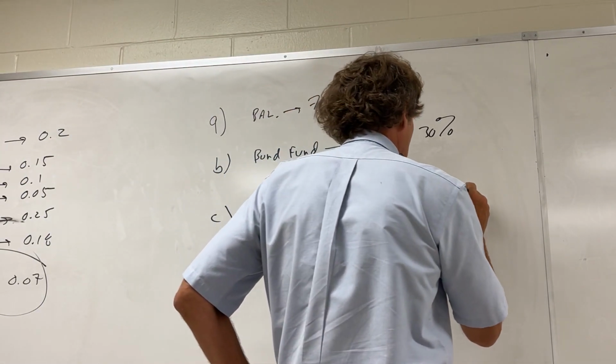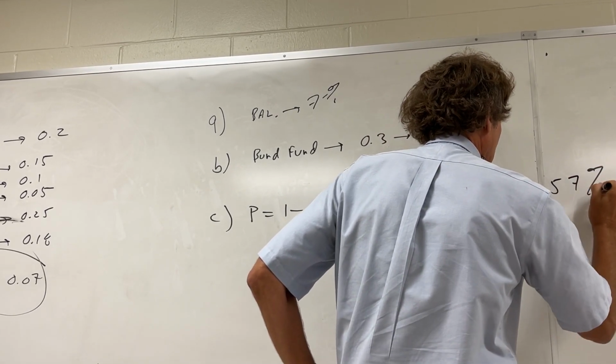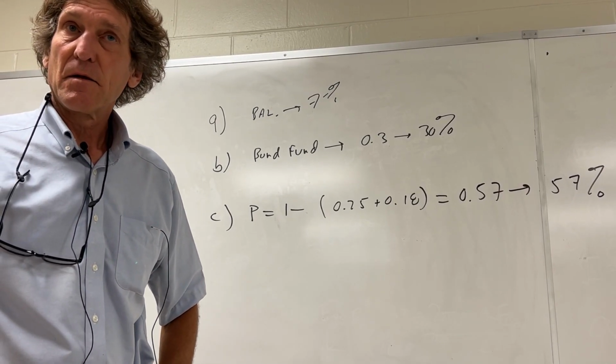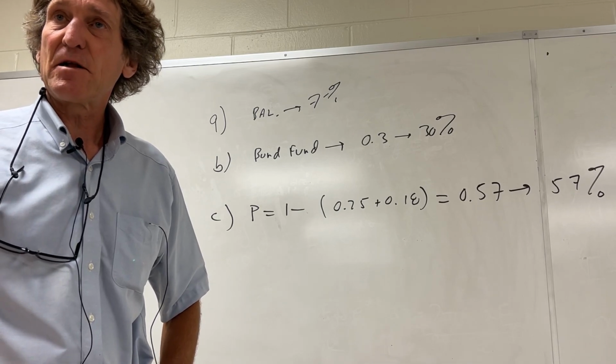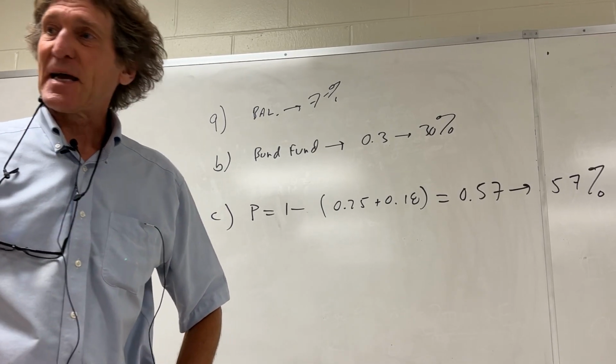0.57, that's right, that's correct. 57 or 57%. Go ahead. That's correct, and that's the end of the problem. All right, y'all follow me on this? This is just getting you acquainted with the terminology and the way to do business. There's nothing here that's really taxing you.